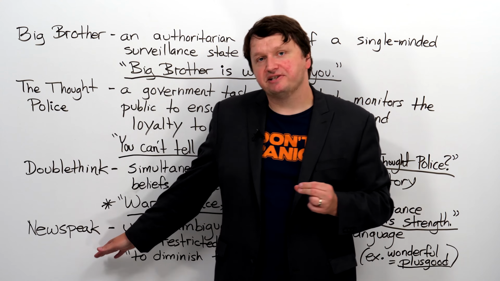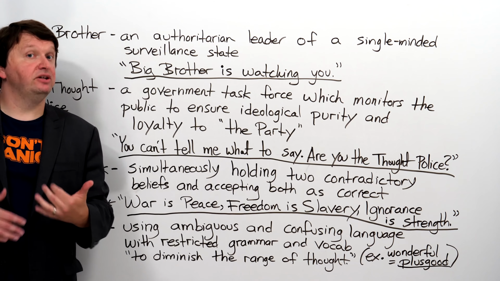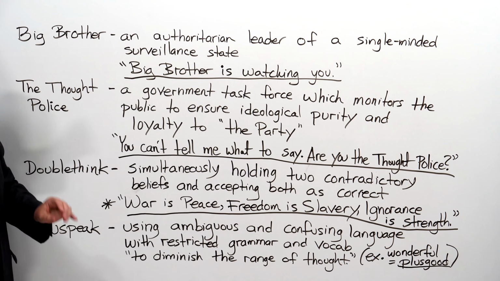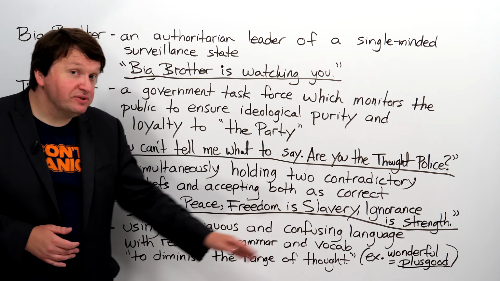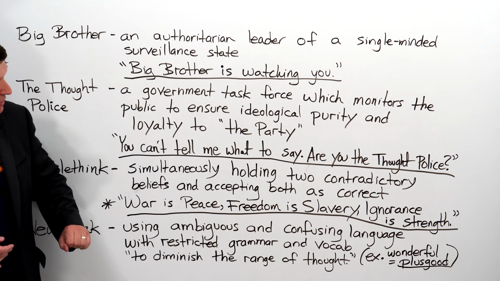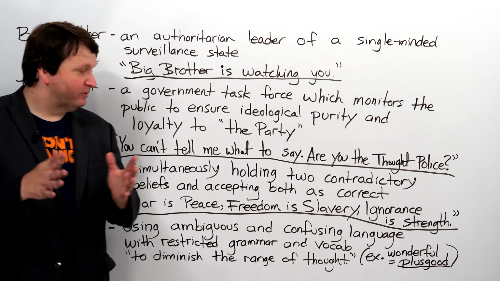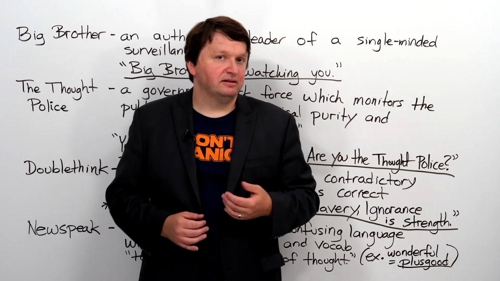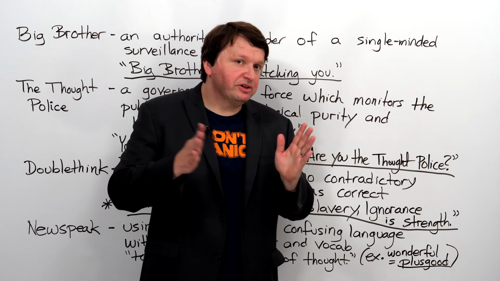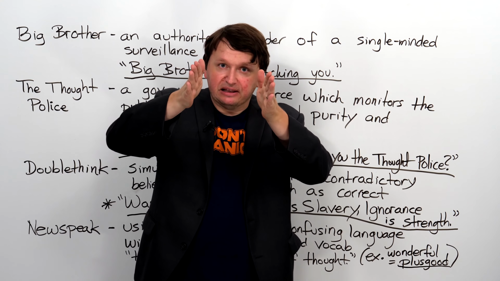Finally, we have Newspeak. So Newspeak in 1984 is a type of language that is used in the newspapers, but also is supposed to be used by the citizens of Oceania. So it is using ambiguous and confusing language with restricted grammar and vocabulary. Vocab is short for vocabulary, to diminish the range of thought. To diminish means to make smaller the range of thought. So you can no longer say words like great or beautiful or wonderful. Things are really restricted so that your range of thought, instead of being like this, is only like this.